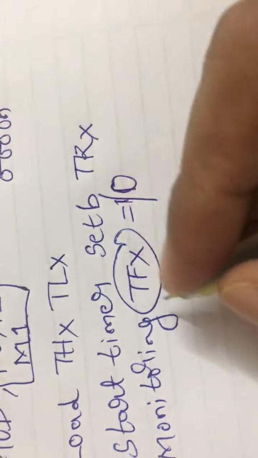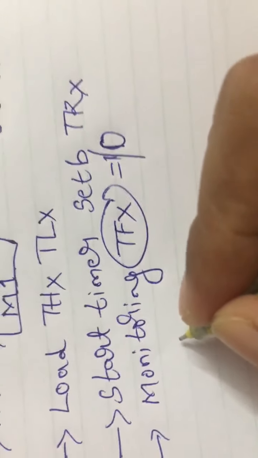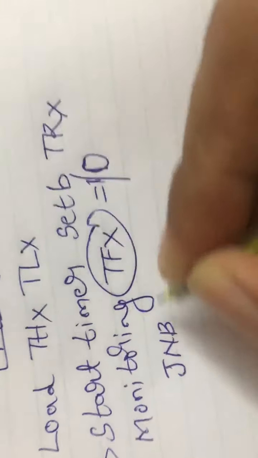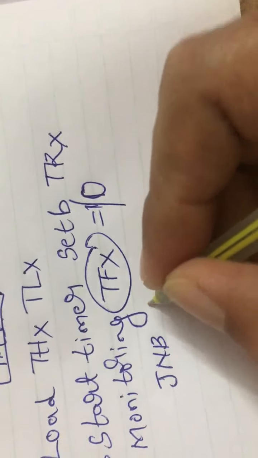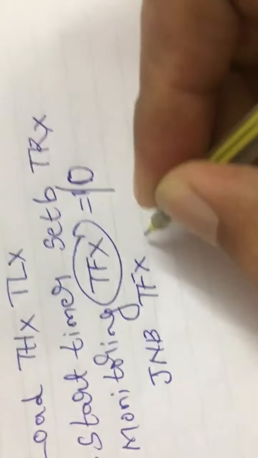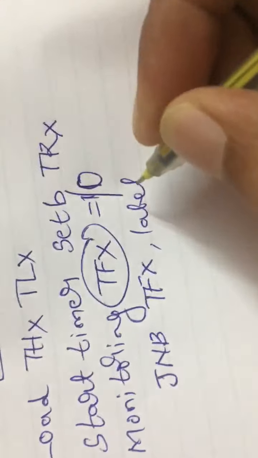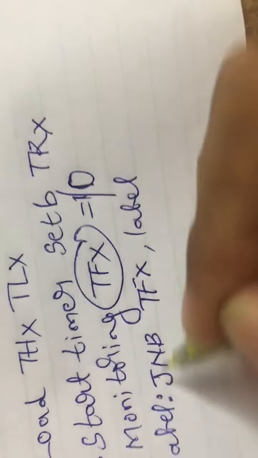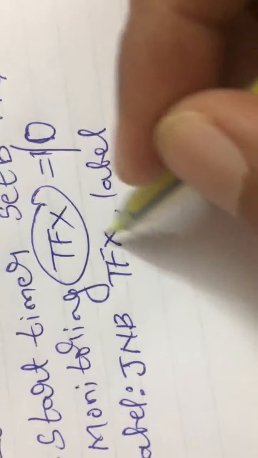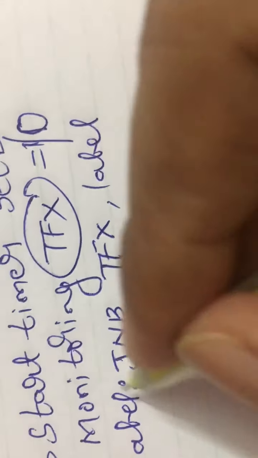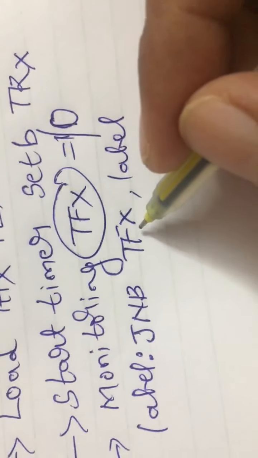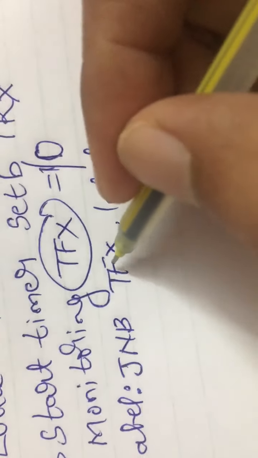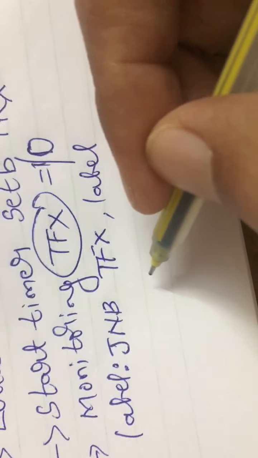So that has to be written with the help of an instruction. As I said in mode 0, JNB, that particular bit, that is TFX, comma, the label, right? So the label is given with the same instruction here like this. So this particular bit is to be monitored continuously until the value of TFX becomes equal to 1. When it becomes equal to 1, it will come out of that particular loop.